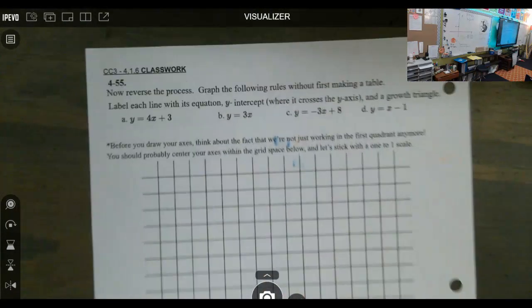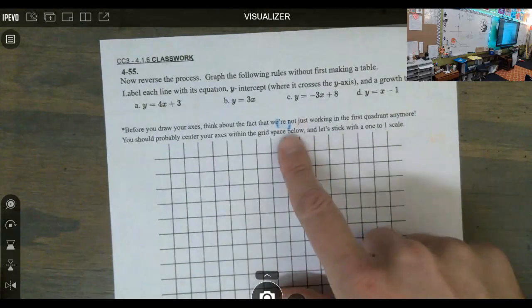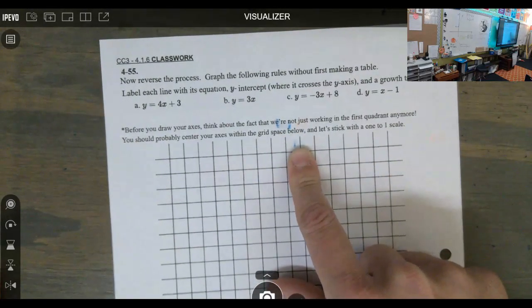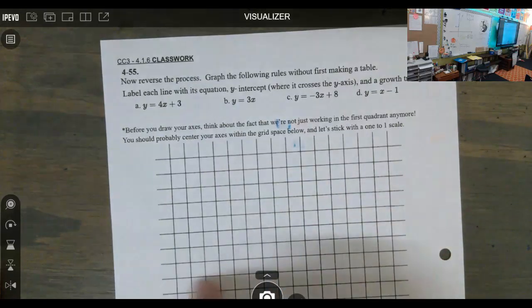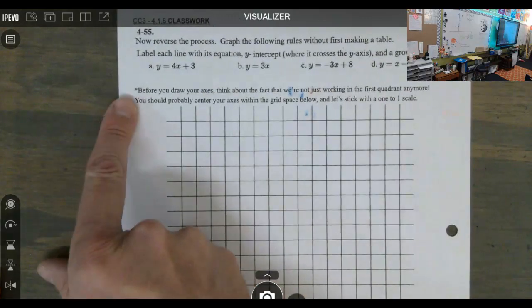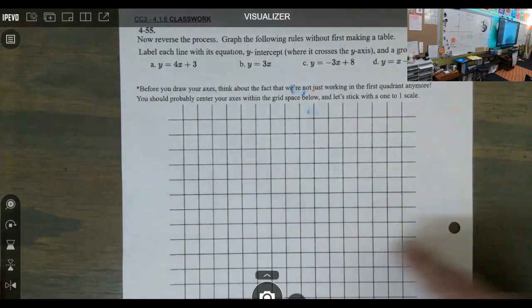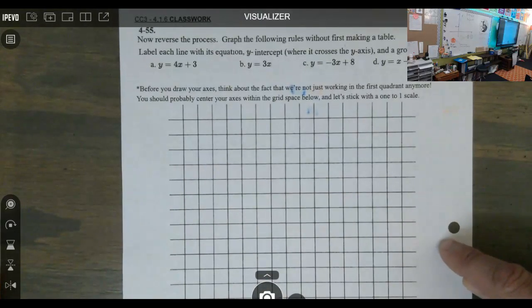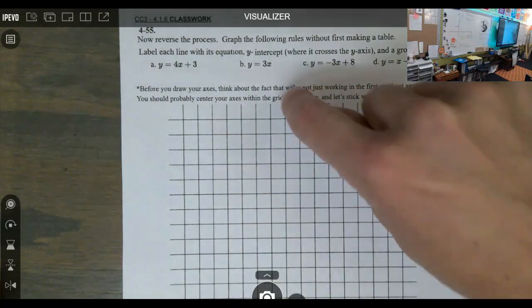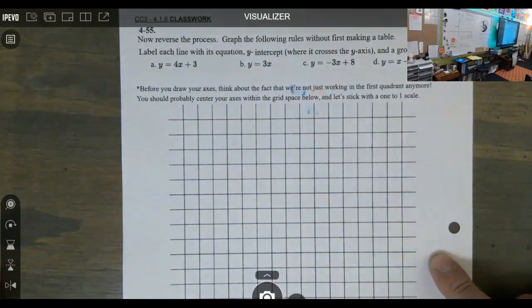On the back, we flip it to the reverse. Be careful, because on the front my highlighter's already bleeding through. My advice, and I would not do this with really dark highlighters because it's going to bleed through to the front, is to center your axes, because we're not just working in the first quadrant anymore. Center your axes relatively in the middle of this graph space.